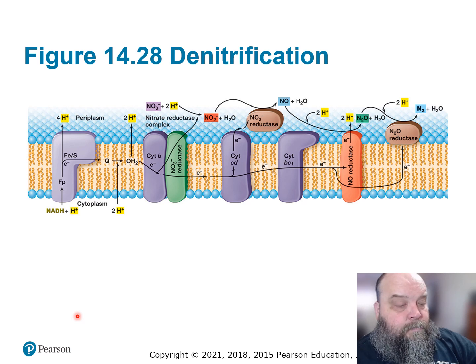So what do we look at here? This long process: nitrate to nitrite to nitric oxide, nitrous oxide to nitrogen gas. It starts back here, NADH giving up an electron, pumping some hydrogens, and you get an electron passing through. This electron passing through is going to aid in the nitrate reductase complex. So it's going to take nitrate and turn it into nitrite.